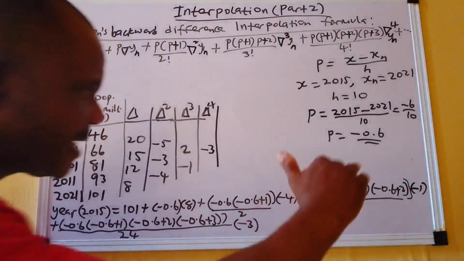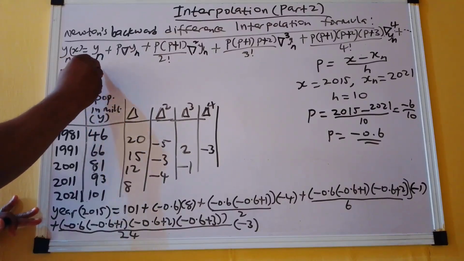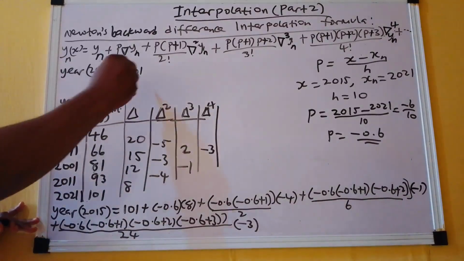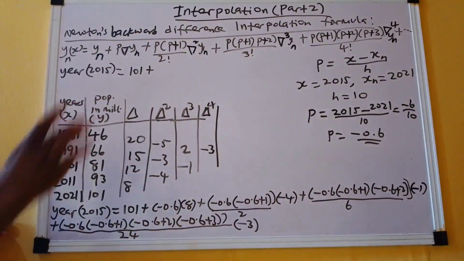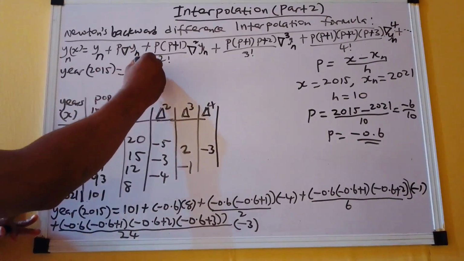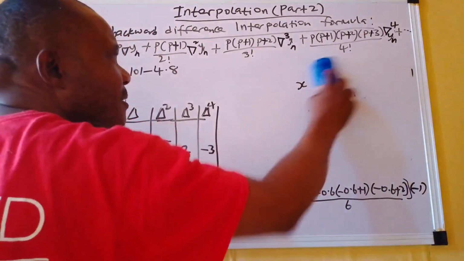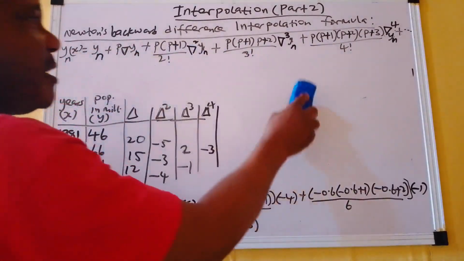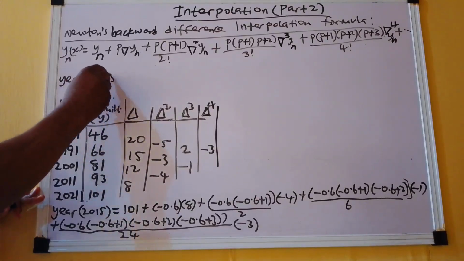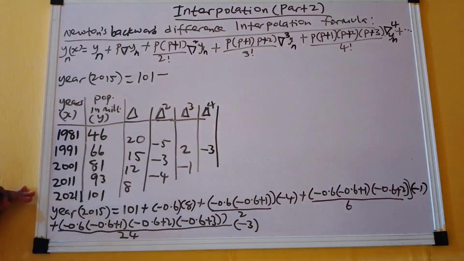Now we are going to take them one after the other. We are going to break them down. So you are going to write here: 2015 will now be equal to, our first value here is 101. Then of course plus, when you carry out this, it will be minus, because minus 0.6 times 8 will give you minus 4.8. Permit me to clean this part of the board so that we can do a very neat job. So for year 2015, we have 101, minus 0.6 times 8 is minus 4.8.